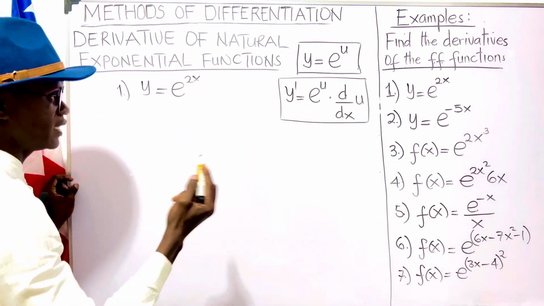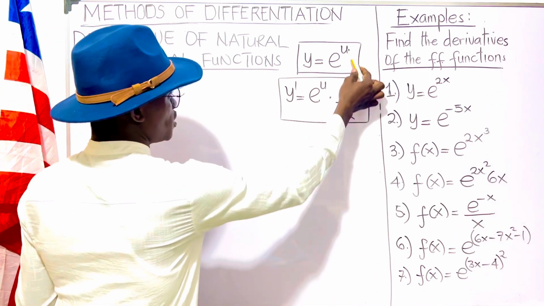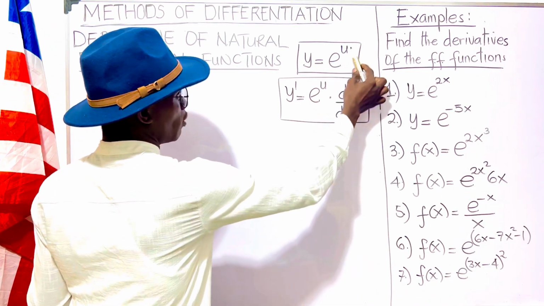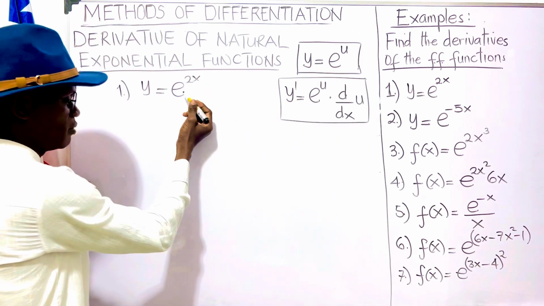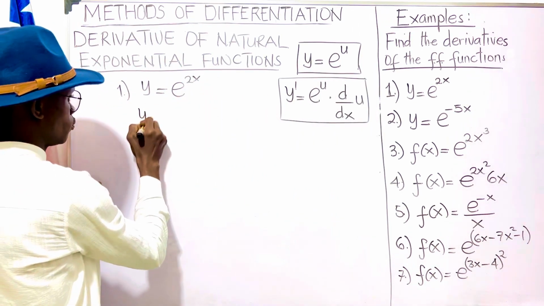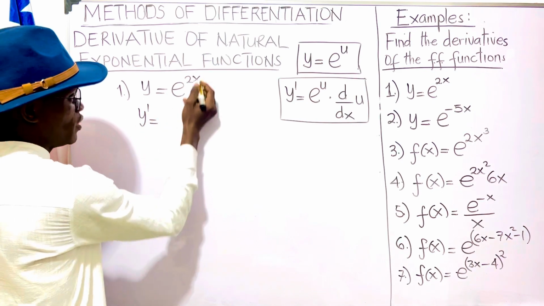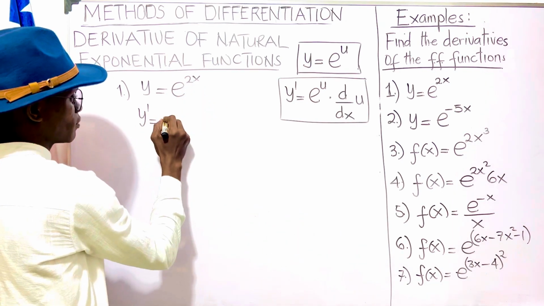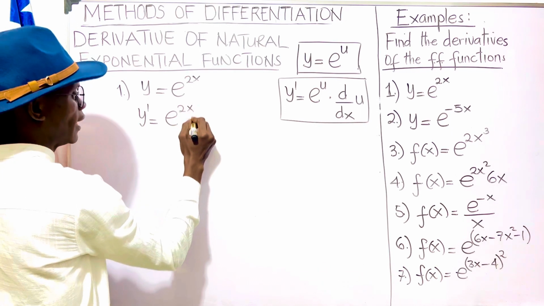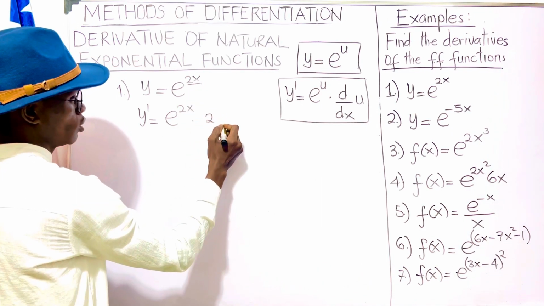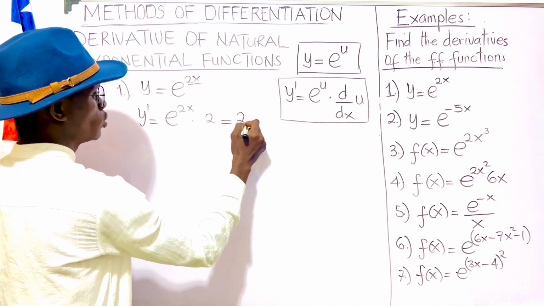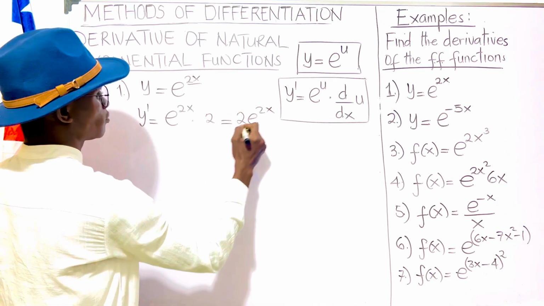So this means we must rewrite the function e raised to the power u, and then we differentiate u. Similarly, we can find our y prime by rewriting e raised to the power 2x, and then we differentiate 2x. The derivative of 2x is just 2. So this is now 2e raised to the power 2x.